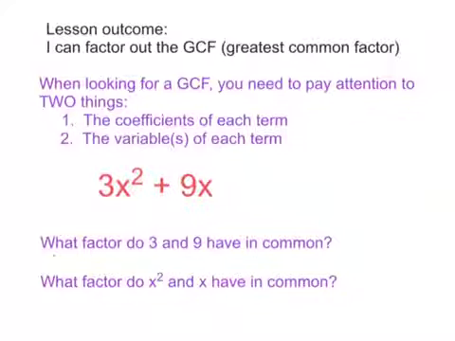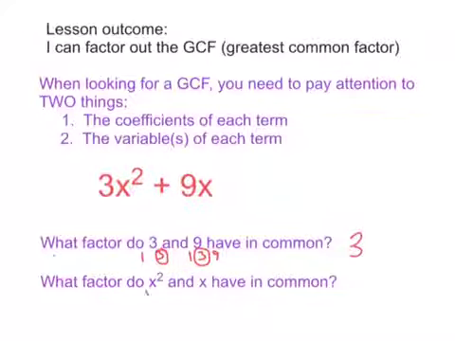You won't have to do this every time, but sometimes I like to show, especially at the beginning. The factors of 3 are 1 and 3. The factors of 9 are 1, 3, and 9. There's no other numbers that you can divide 3 or 9 by. So obviously the greatest of these factors is 3. So what factor do they have in common? 3. The second question is, what factor do x squared and x have in common?